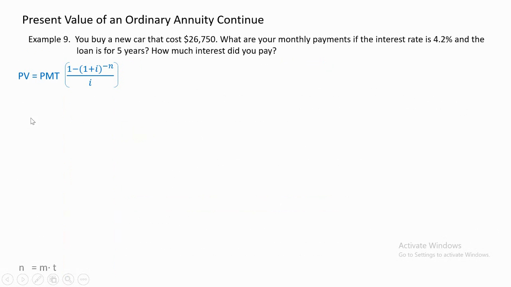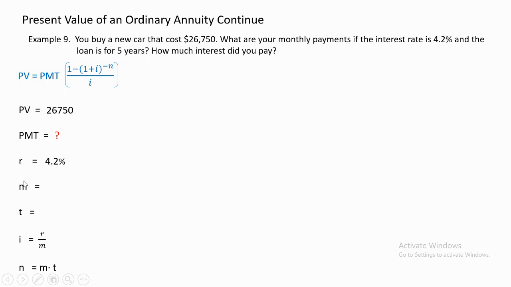There's my formula. Again, there's 7 things that you have to keep into account. So we're looking for the monthly payment, right? So we're looking for the payments. How much money are you going to borrow from the bank, or the auto company that is going to finance you? It's 26,750. The interest rate is 4.2%. You convert it into a decimal, so it's going to be 0.042.